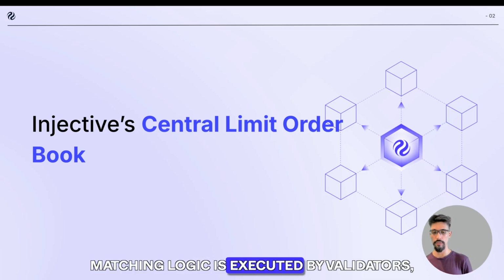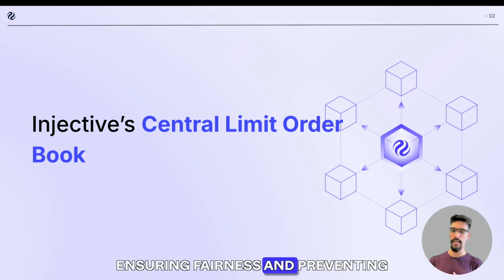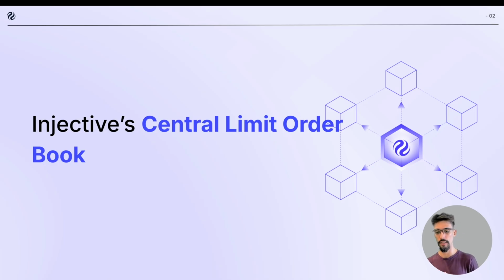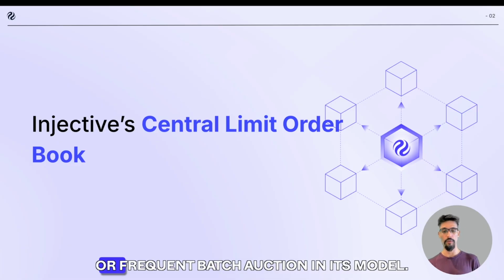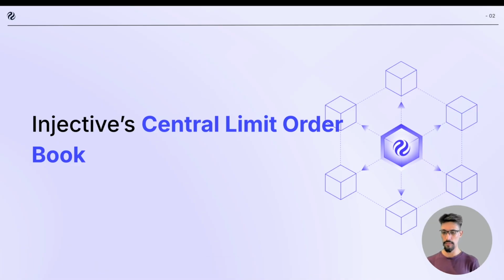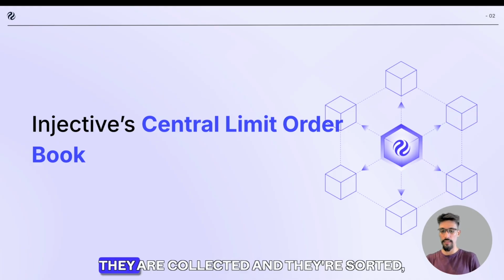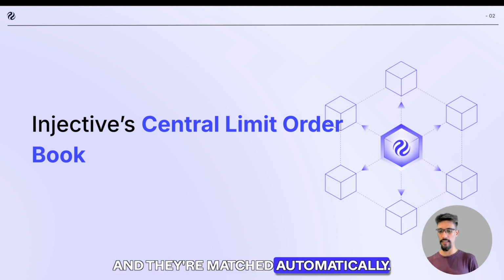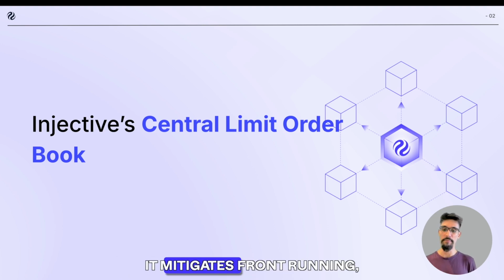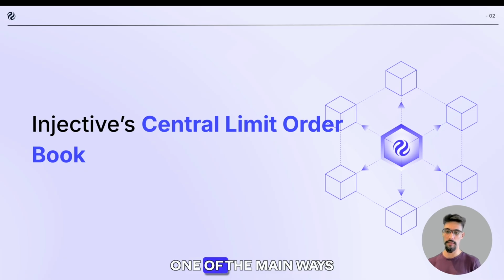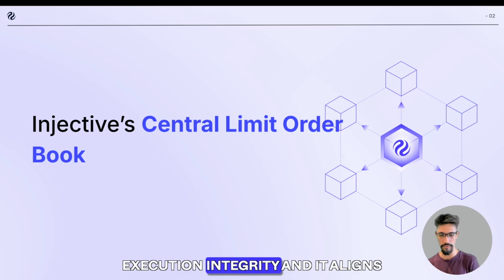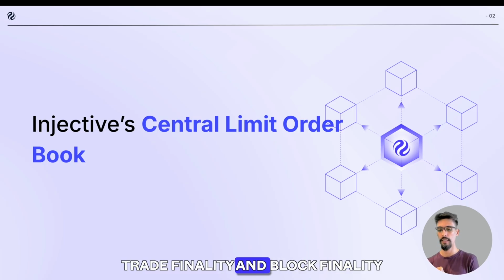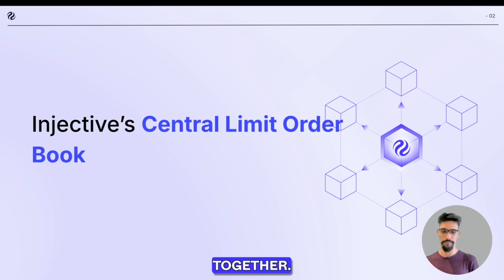Matching logic is executed by validators, ensuring fairness and preventing miner extractable manipulation, right, such as MEV. Injective employs something called FBA, or frequent batch auction, in its model. So it matches batches at a time. All orders submitted within a block are collected, sorted, and matched automatically. And this design mitigates front running, which is one of the main ways in which MEV attack vectors happen. So this improves execution integrity, and it aligns the trade finality and block finality together.